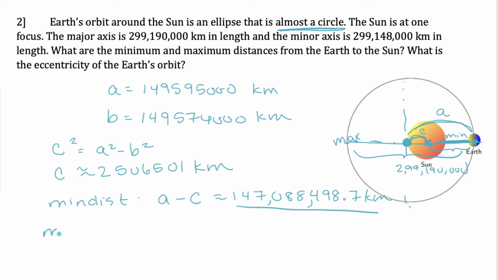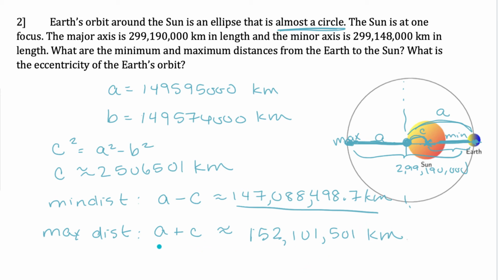And then the maximum distance, hopefully we can see, right, if we take a look over here at our diagram, the maximum distance is over on this side of the orbit, and that's still A, but this time, instead of subtracting C, it's just A plus C, right? So we can add A plus C, and we're going to get 152,101,501 kilometers. Okay, so those are some pretty huge numbers there.